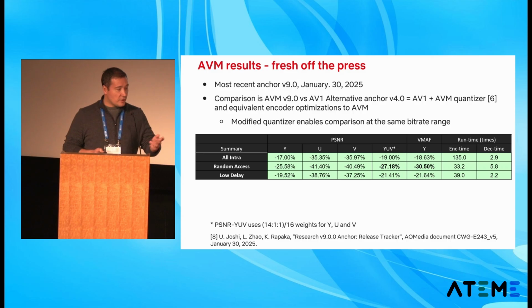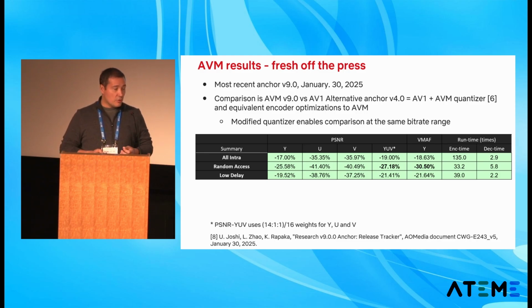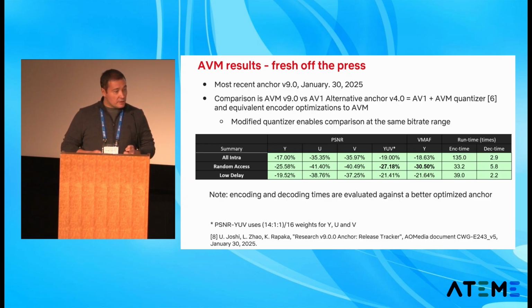So you can see that the results vary depending on the configuration. Typically, you use random access to see the improvements over the previous generation of the standards, and the YUV PSNR gain is over 27% compared to AV1. And if you look at the VMAF BD rate, it's over 30%, which can indicate that we are doing better subjectively for the visual numbers.